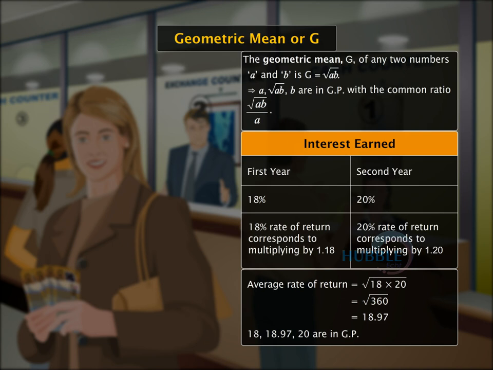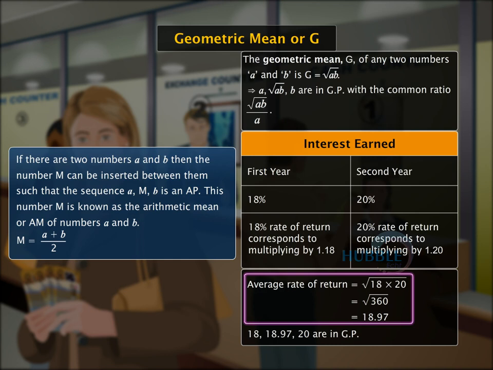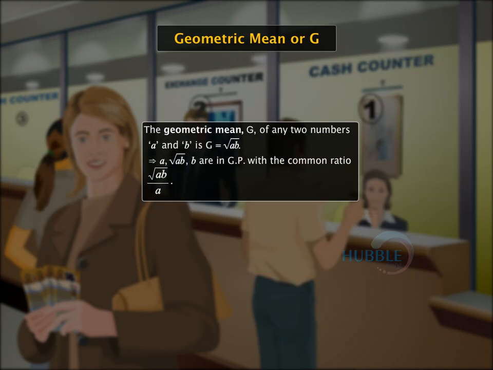Mathematically, we can obtain the geometric mean of two numbers much as we do the arithmetic mean, except that the numbers are multiplied and then the square root of the resulting product is taken as shown. Hence, the average rate of return per year is 18.97% in this case. We can conclude that the geometric mean g of two numbers a and b is given by the square root of the product of a and b.